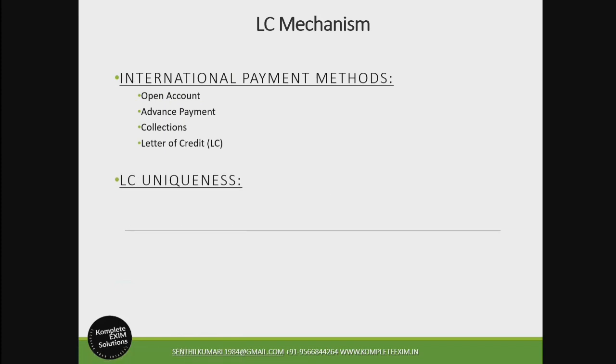Let's move on. We are going to cover letter of credit. We are going to see its specialty and uniqueness, and why exporters will go for letter of credit payment. This is why you are here, to know that.